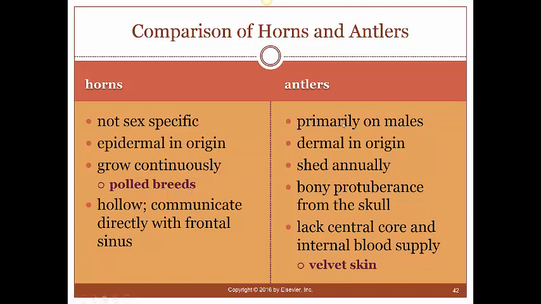Antlers, on the other hand, are primarily only found in males. They have a dermal origin. They're actually shed annually. They do have a bony protuberance at the skull where the dermal attachment is, but the bone does not actually grow into the antler. So it has a lack of a central core and a lack of an internal blood supply. What you have is velvet skin on the outside, and that velvet skin has all of the blood vessels and nerves growing from the outside to the inside, and there's no true bone attachment here, and they shed off every year and grow new ones.